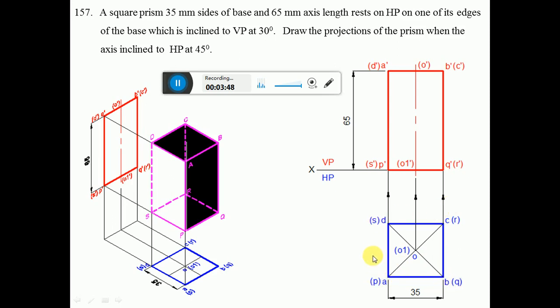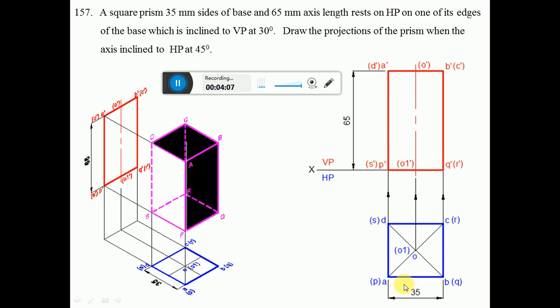Now project this to the front view. So you project this point from PS and also from QR to the XY line. So here, this will go to the base of the prism, that is, PQRS is going to be the base of the prism.